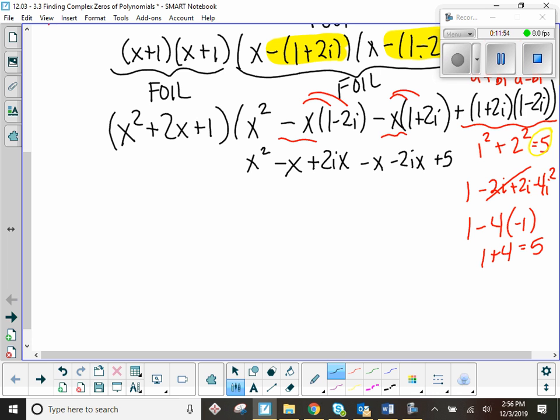Give me some other math I can do now. What, Cassie? What did you say? I can combine like terms. These combine to negative 2x. I heard Paulina say cancel. What cancels? The 2ix's. Look, do you see any i's there? No.